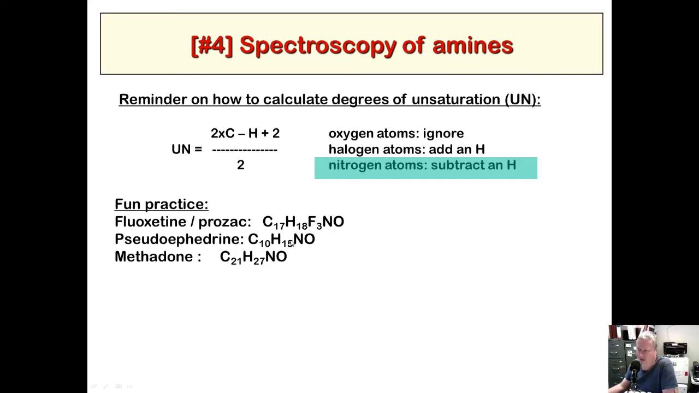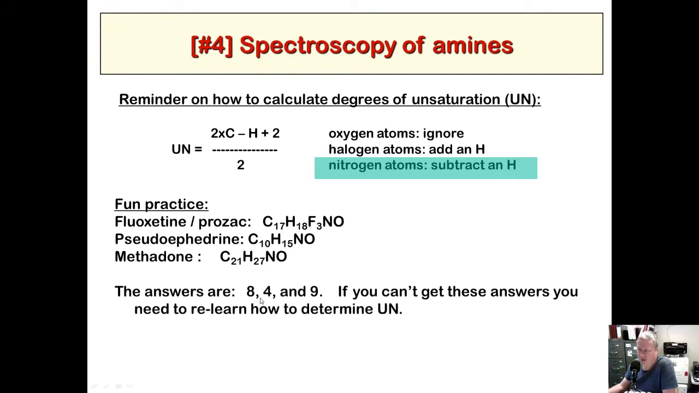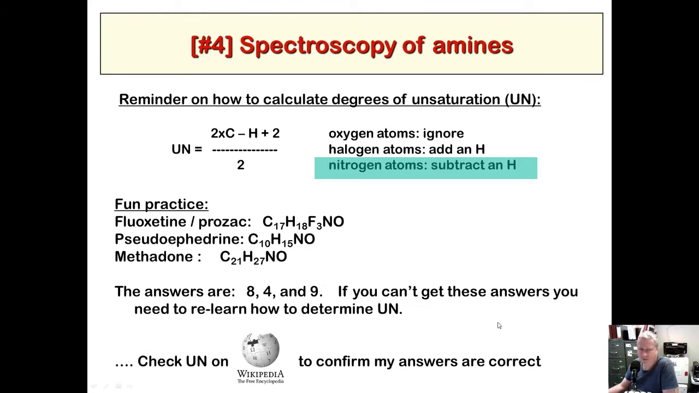But anyway, see if you can calculate UN for these. If you can't, you've got to fix that. And office hours is a great time to fix it. So try using the formula, and given the rules up here, the answers are 8, 4, and 9. If you can't get those, you are not doing this right, and it will totally mess you up when you're trying to do NMR problems. Okay? It's pretty easy, but you've got to do it the right way. So see if you can get 8, 4, and 9. And you can also look at the chemical structures of those to see how 8, 4, and 9 map to the structures of those molecules.